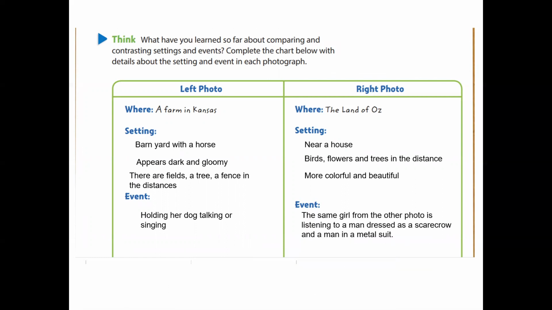So what is the event that's happening? That same girl from the first photo, the photo to the left, is listening to a man dressed as a scarecrow and a man in a metal suit. All right, so those are just the details. We didn't make any inferences. We didn't try to guess or piece anything together as to what's happening, but being able to develop these thoughts here and organize what we see in a sort of graphic organizer allows us to start thinking about those things. Oh, I'm sorry, and there is a man in a metal suit that appears to be sad.